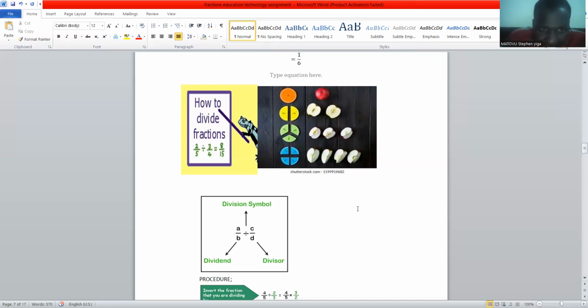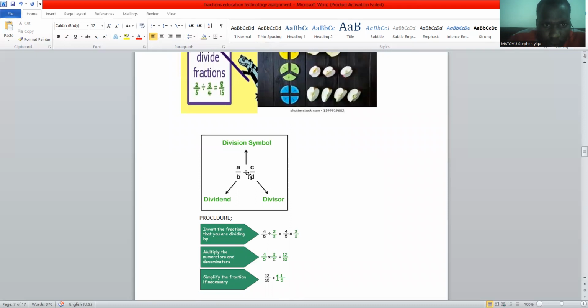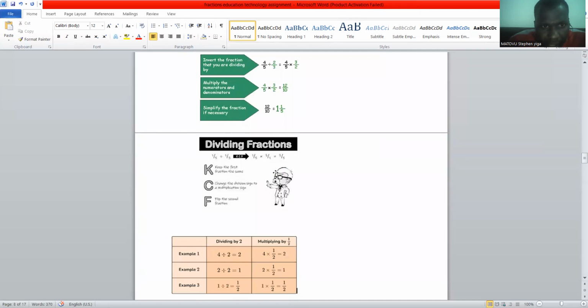Let us see how we can divide fractions. Let us see how we can share mangoes, how we can share apples, how we can share things. First, you should understand that this is the division symbol. The first fraction is called the dividend, and the second is called the divisor. So the procedure: keep the first fraction the same, like this one. As you see, this is 1 over 5 divided by a third.